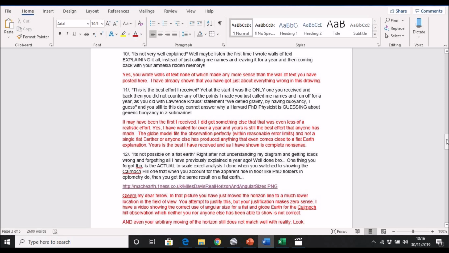Here's point number 10. He quotes me saying, "It's not very well explained," and then says, "Well, maybe listen the first time. I wrote walls of text explaining it all, instead of just calling me names and leaving it for a year and then coming back with your amnesia-ridden memory." Well, I don't think I called you names, Gleem. If I have, then I apologize, because I don't think that's a very productive thing to do. Sometimes people do frustrate and annoy me enough that I do call them names. But saying I've got an amnesia-ridden memory is a little unfair.